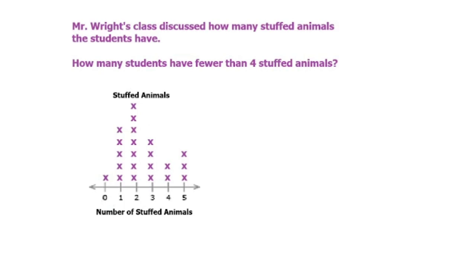So let's count them. There's 1, 2, 3, 4, 5, 6, 7, 8, 9, 10, 11, 12, 13, 14, 15, 16, 17. So 17 students have fewer than 4 stuffed animals.